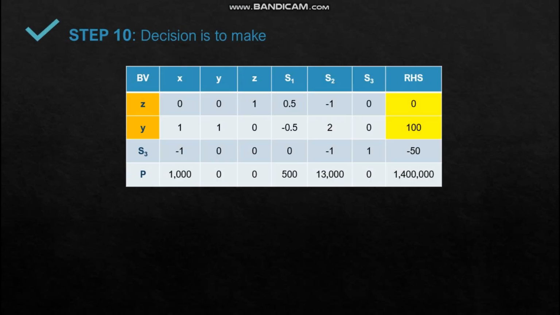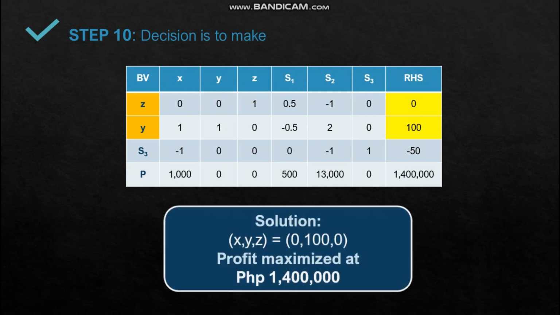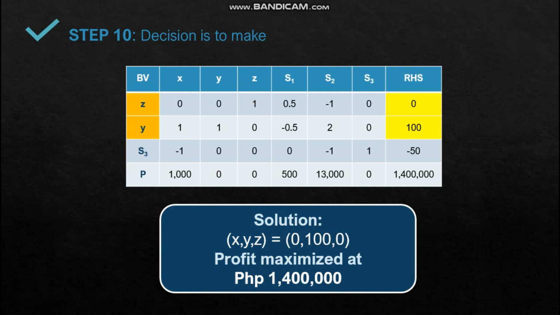We are now in step 10, which is decision making. We have here the table of the final answer. Variable x has the value of 0, and variable y has the value of 100. And the final answer for the problem is 1,400,000 for the profit maximization.